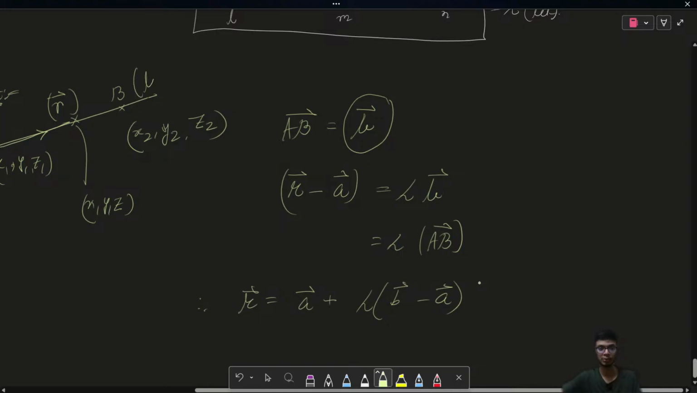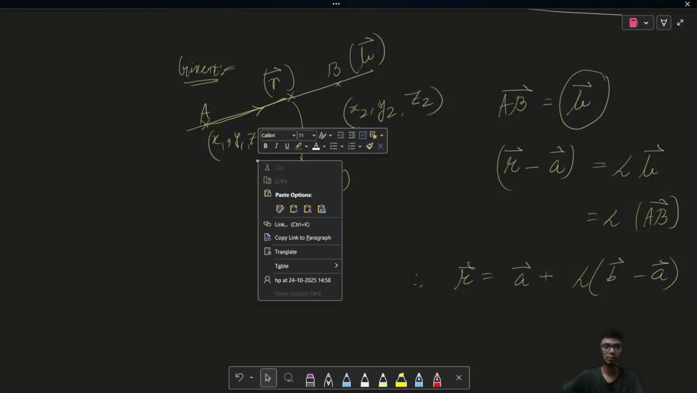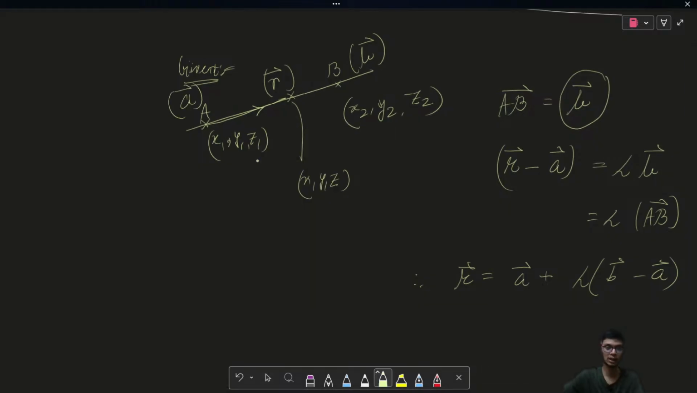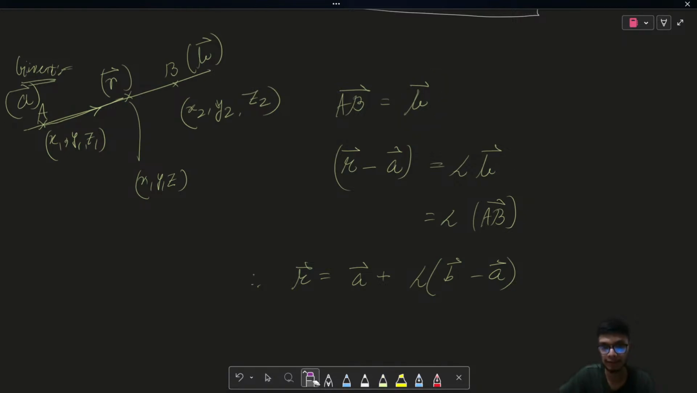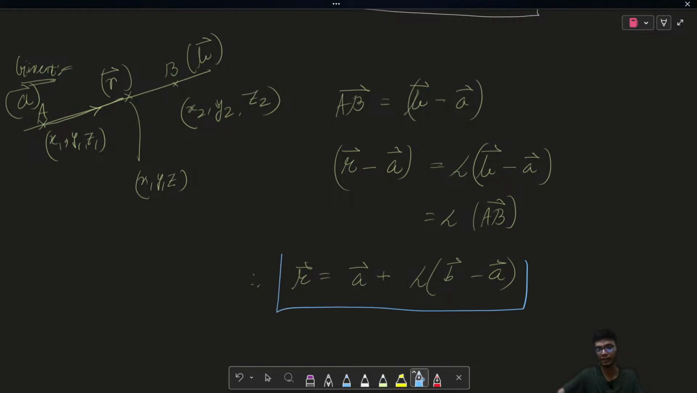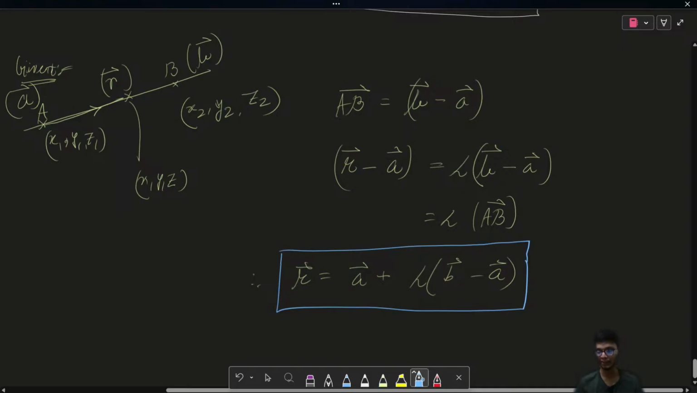Well, let us say the position vector of point B is small b vector, and the position vector of A is small a vector. So if I write like this, then I will write here b vector minus a vector. So this is going to be lambda times b vector minus a vector. So from this formulation, we can also find the equation of the particular line where I know the 2 points that lie on it.